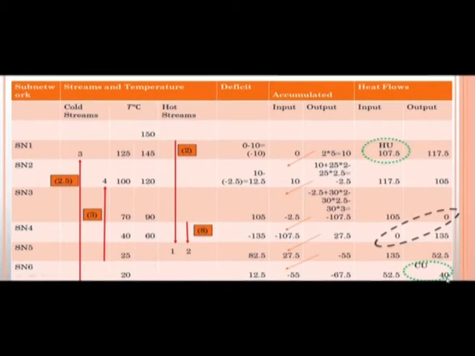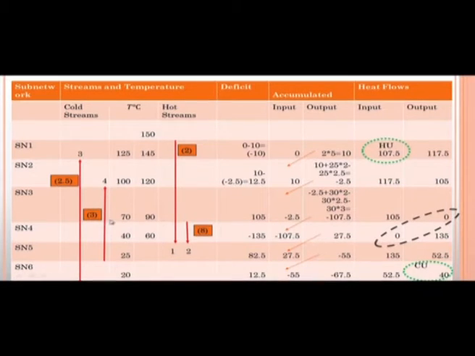Similarly, here we can see from the lowest sub network this 40 is going out. So, this is the minimum amount of cold utility we have to use. This table is very important. It is some of the most important information we are getting, and this is the backbone of the solution. We get from here the minimum amount of hot utility needed, the minimum amount of cold utility needed, and where the pinch point will be.